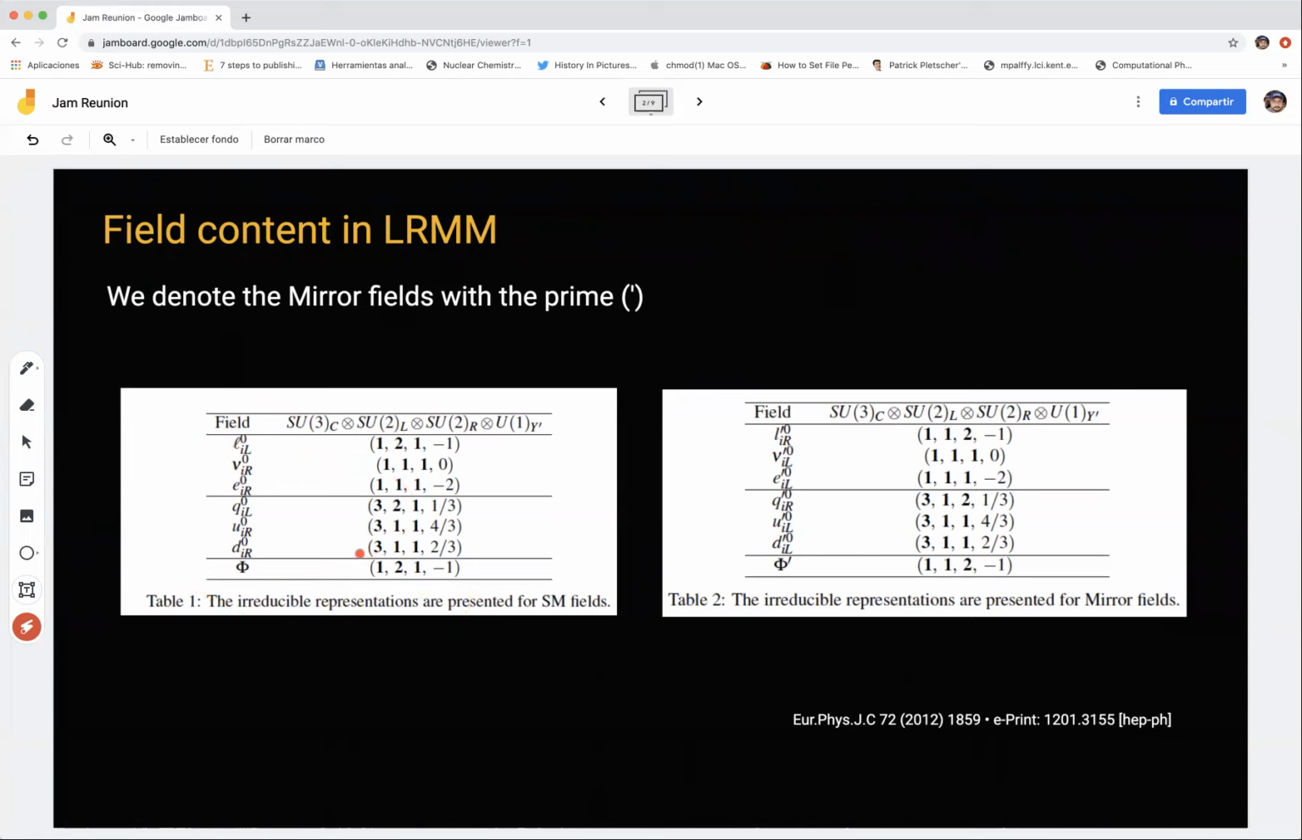shows the content of the fields of the standard model. Meanwhile, the table 2 shows the content of the mirror field. Charge assignments have been proposed based on left-right symmetry and to properly cancel any anomaly. Note that the right and mirror neutrinos have been included.